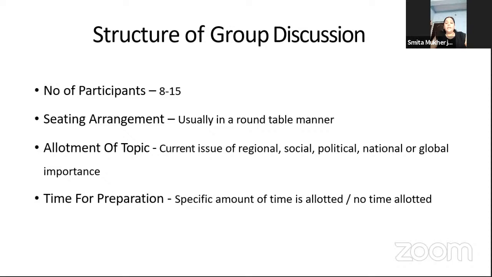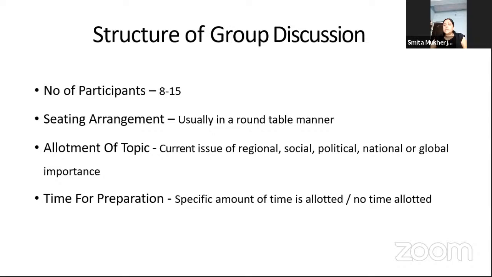Then, allotment of a topic. Generally the topic is given to you, and the topic can be anything under the sun, sun, moon, sky, anything. But generally it could be any current issue, it could be based on a regional aspect, or it could be based on a social aspect.